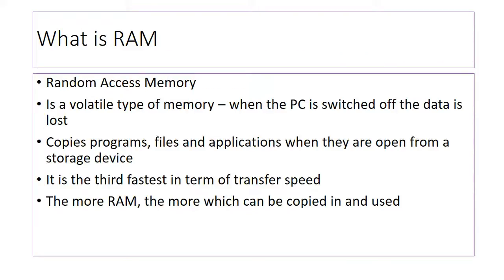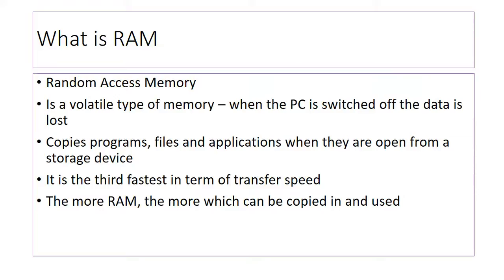So RAM stands for Random Access Memory, and it's a type of volatile memory. This means that when the PC loses its power or when it's turned off, the data gets lost and it doesn't stay there. What the RAM does is it copies files and programmed applications from where they are located, for example from a storage device, and then it copies them into the RAM. It can then be used in the RAM whilst the computer's doing its thing, and then it gets put back.